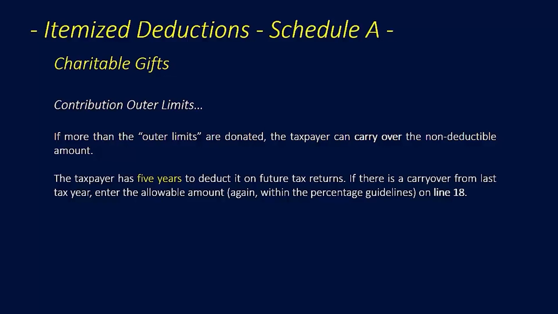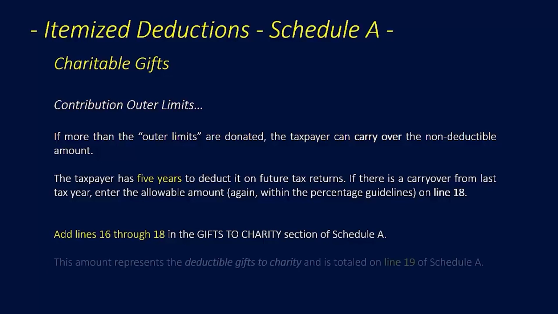If there is a carryover from last tax year, enter the allowable amount again within the percentage guidelines on line 18 of the Schedule A. We add lines 16 through 18 in the Gifts to Charity section of Schedule A. This amount represents the deductible gifts to charity and is totaled on line 19.